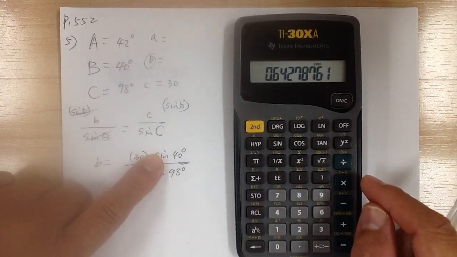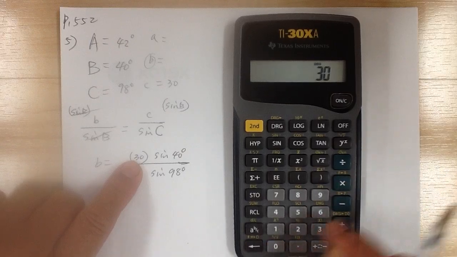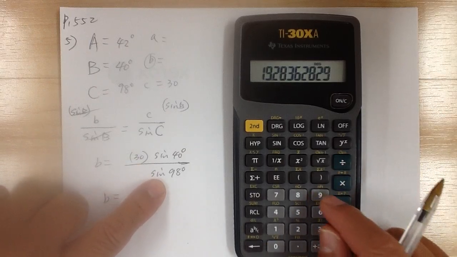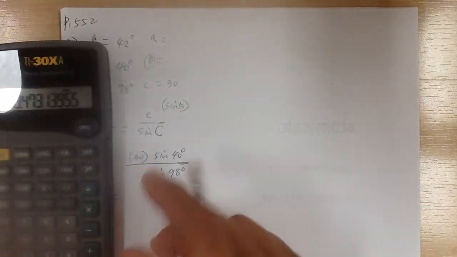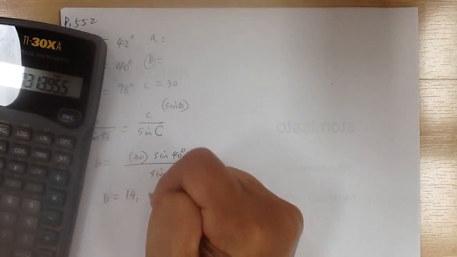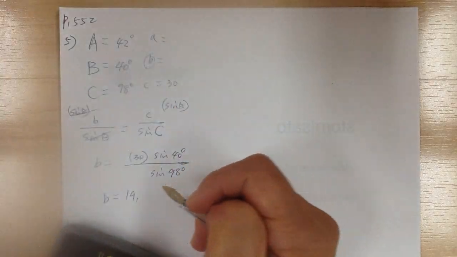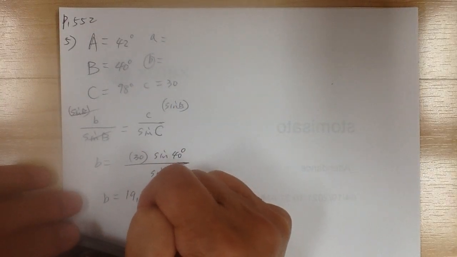So 40 sine times 30 divided by 98 sine equals, so you get 19.47, which rounded off is 19.5.